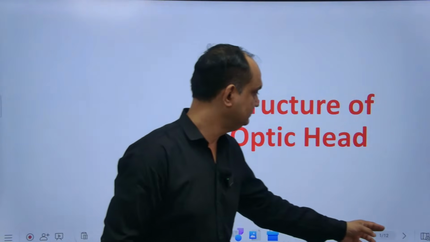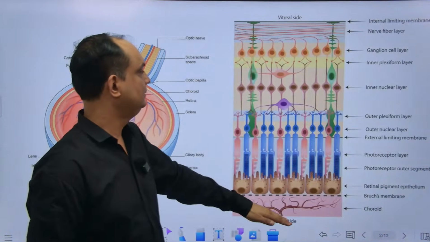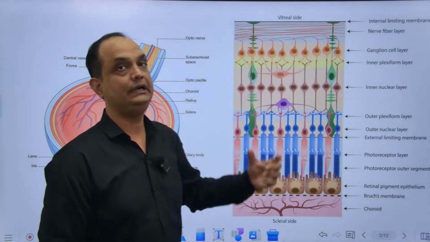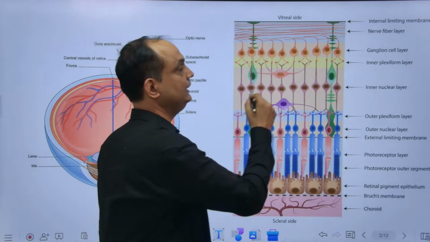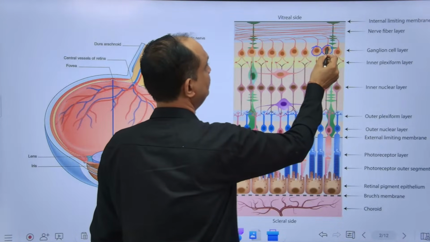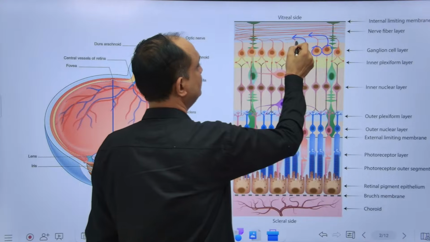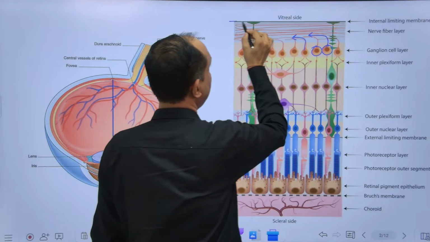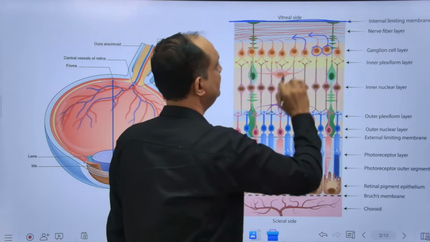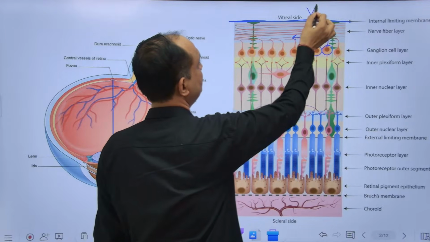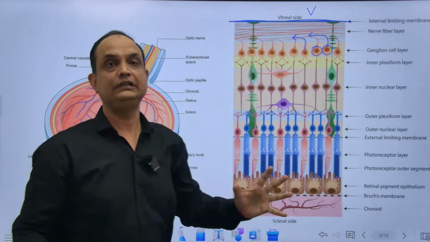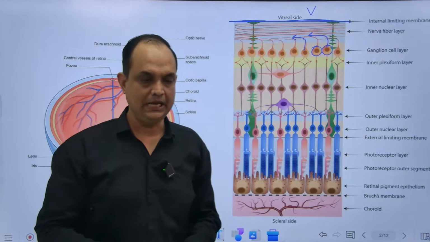Now, you know that the retina has multiple layers. The innermost layer of the retina has the ganglionic cells. These ganglionic cells form the axons. These axons are present deep to the internal limiting membrane of the retina, which separates it from the vitreous chamber. Now these axons converge at one point inside the eyeball.